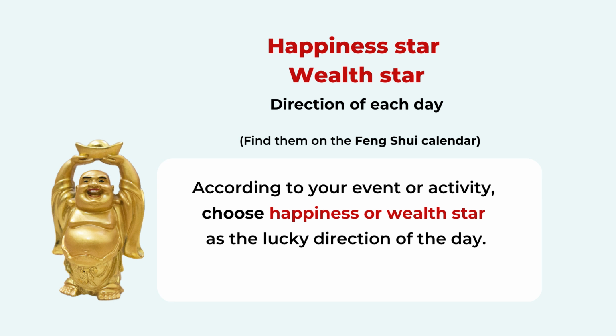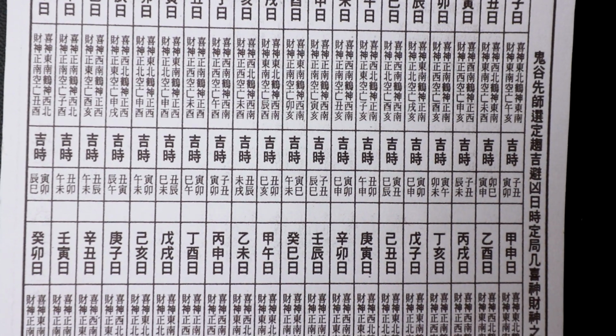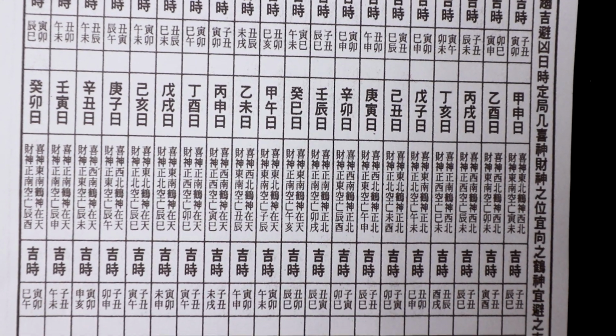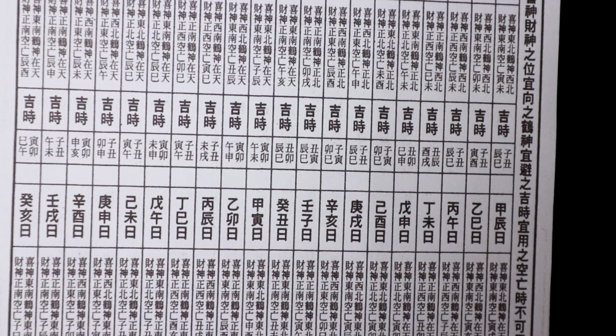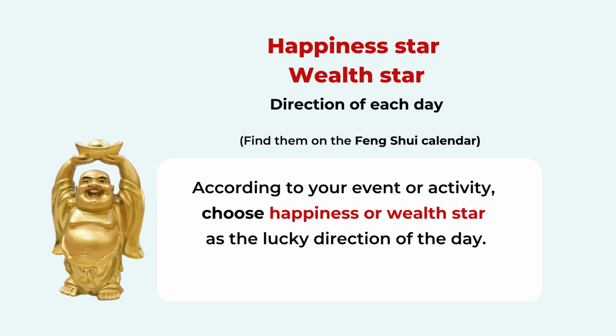And this is based on the 60 combinations of heavenly stem and earthly branches. So there's actually a chart of the 60 combinations. Each day has specific happiness and money star locations, and it depends on the event. If it's related to business or money, then you check the money star direction. If it's related to happiness, such as partying, celebration, or going out for a date, you can check the happiness star direction of that day.